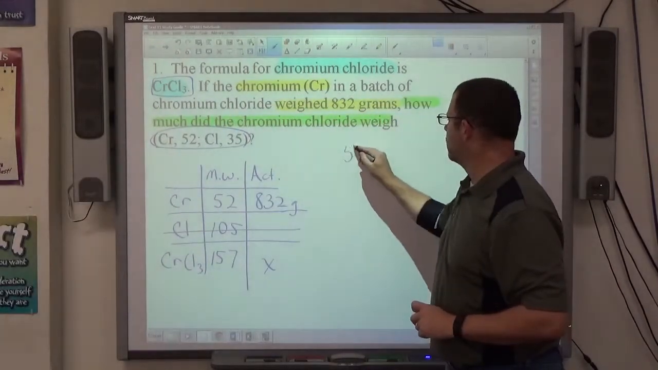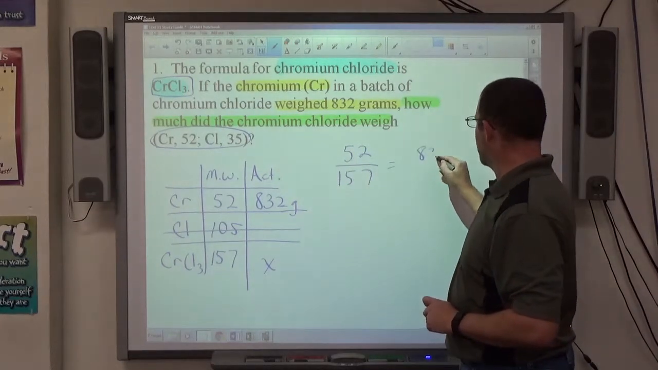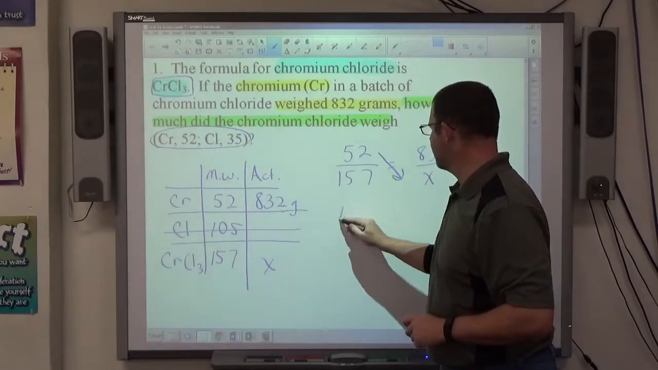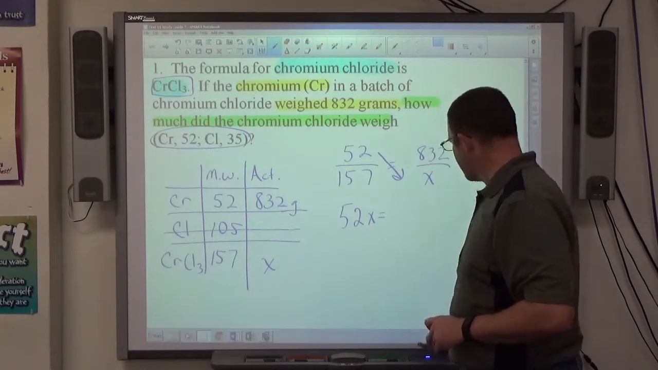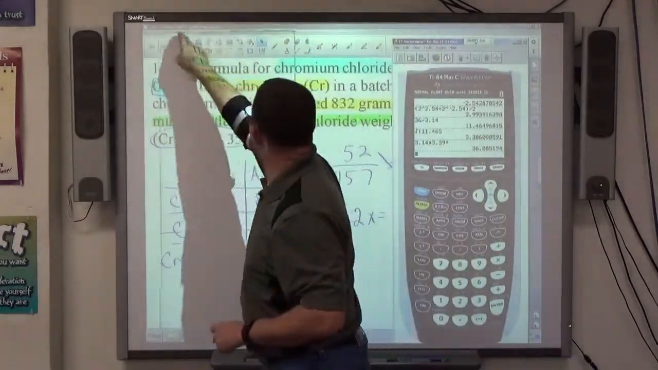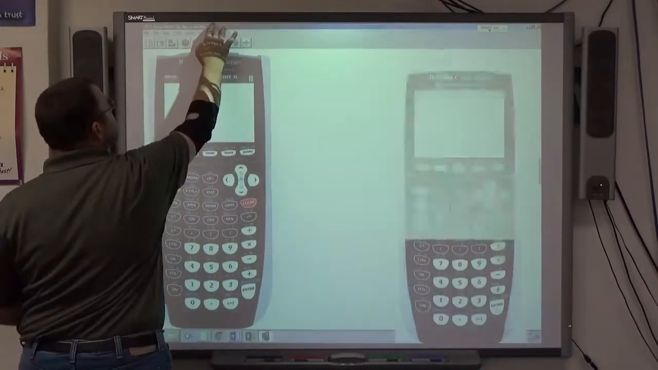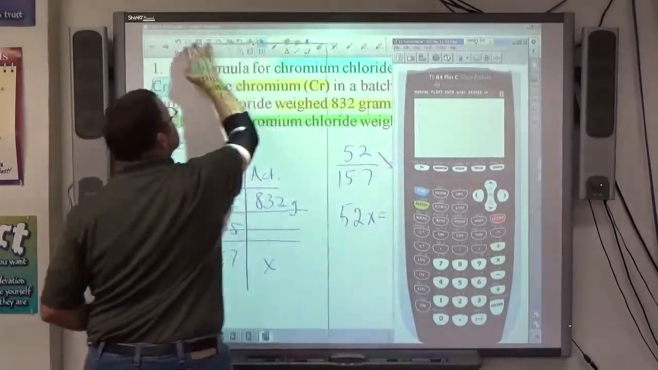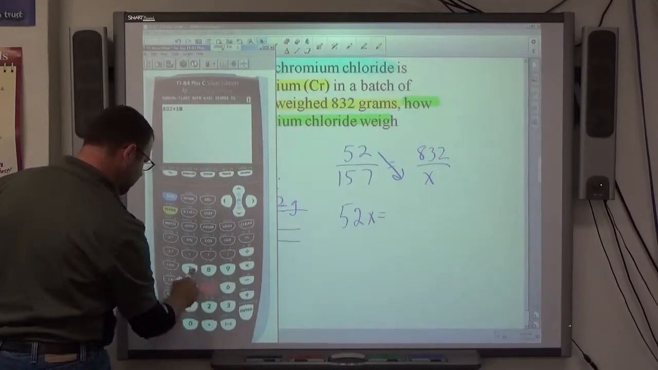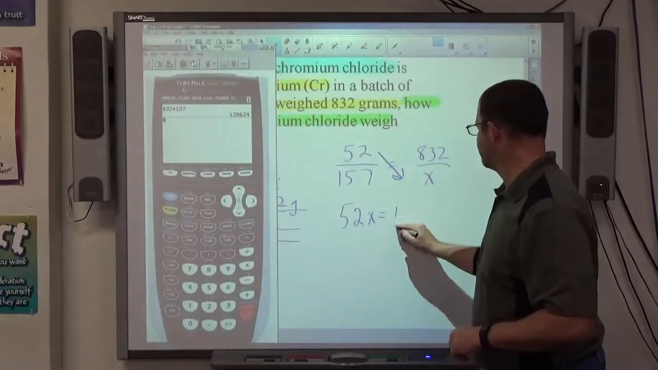So we take 52 over 157 is equal to 832 over x. If I cross multiply, 52x on this side, on the other side I have to do 832 times 157. Be a good time for a calculator. There we go. 832 times 157 comes out to 130,624.